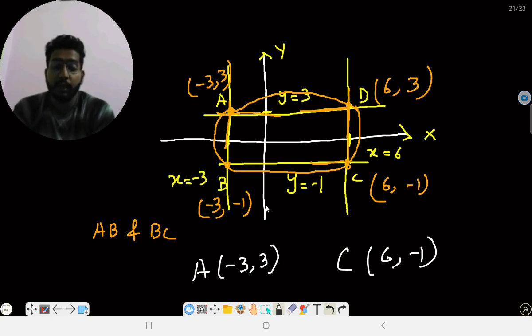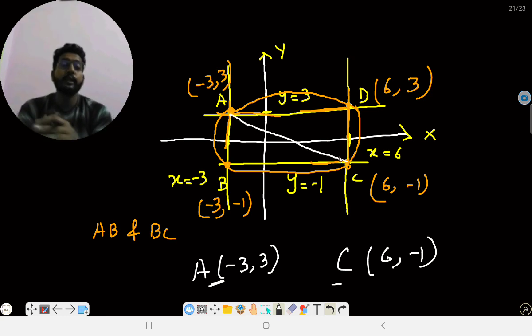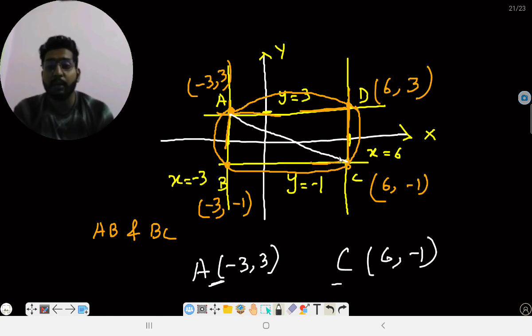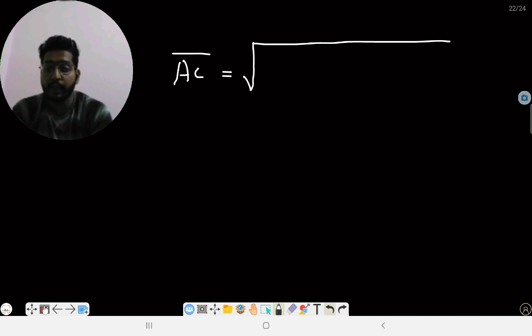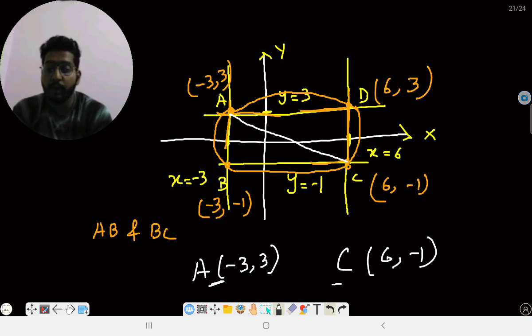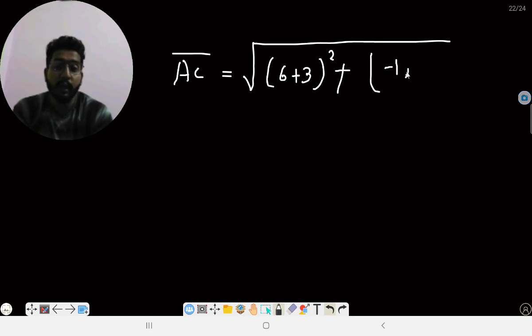Now we know the distance here, AC. If I join this line AC, this distance will be the diameter of this circle. That means first we have to find the distance of AC here. So what will be the distance of AC? Root over of, same thing, x2 minus x1 whole square. That means 6 plus 3 whole square, plus here it will be minus 1 minus 3 whole square.